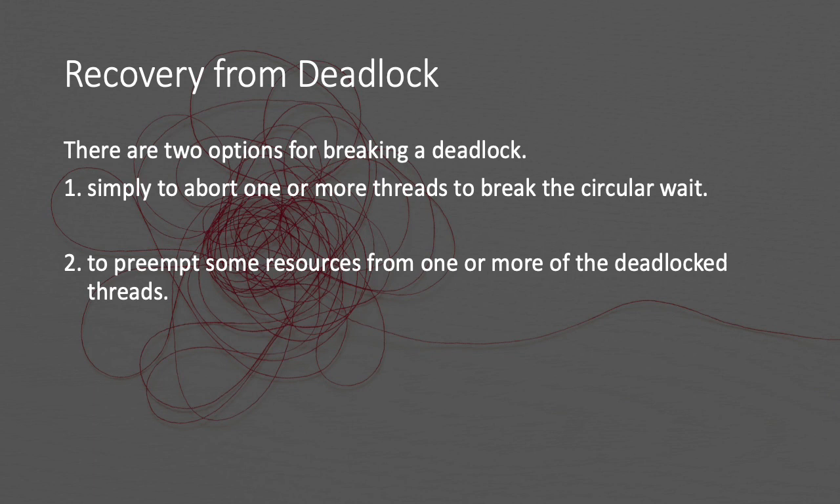The second option is to preempt some resources from one or more of the deadlocked threads. So the idea is we successively preempt some resources from those threads, and we give them to the other processes until the deadlock cycle is broken. Again, how can we select a victim? Maybe we select a victim depending on the number of resources that a deadlocked process is holding, or again, the amount of time that it has been running thus far.